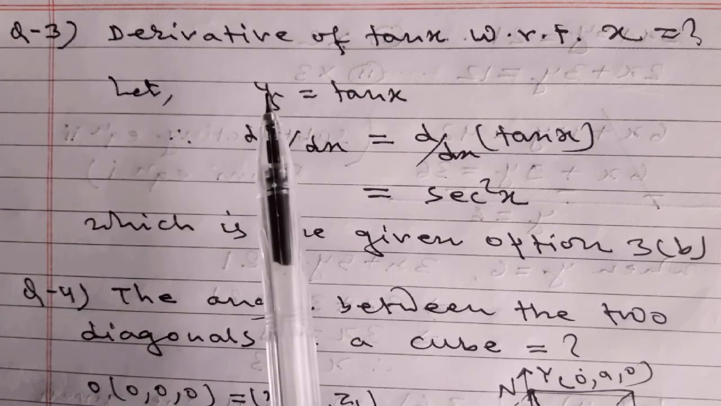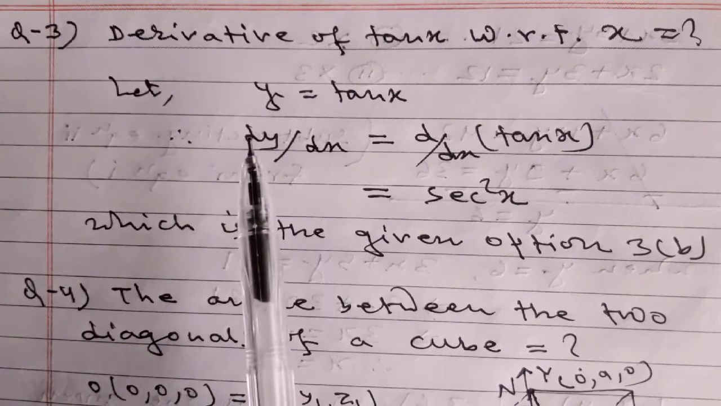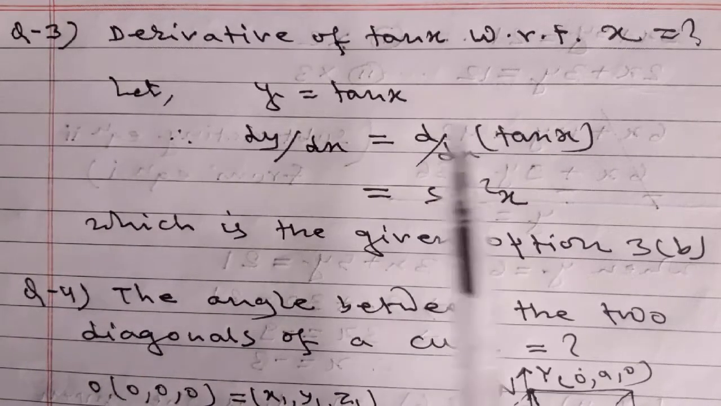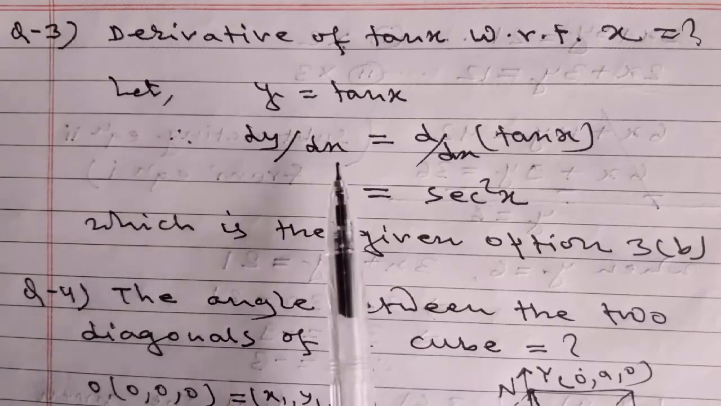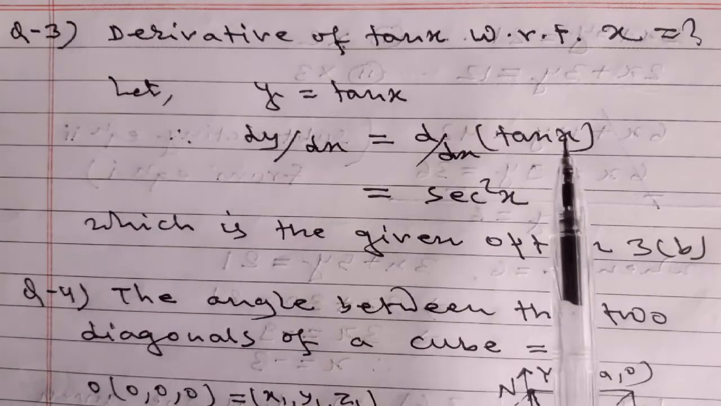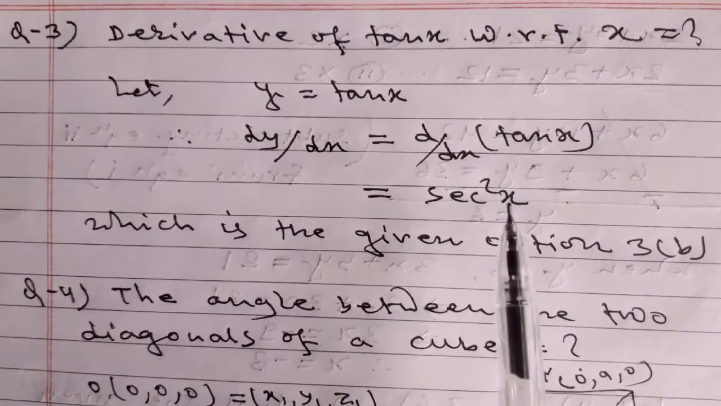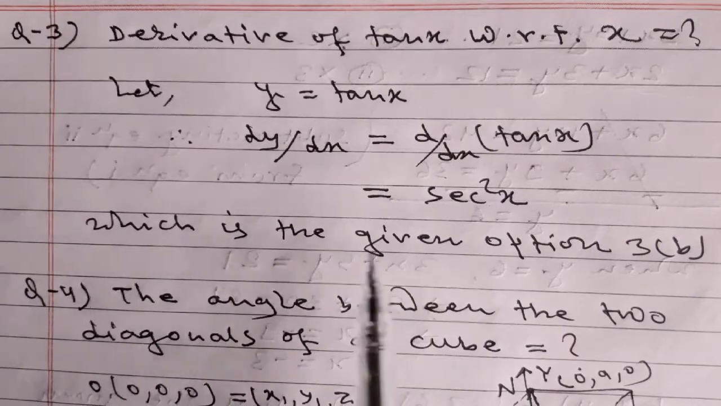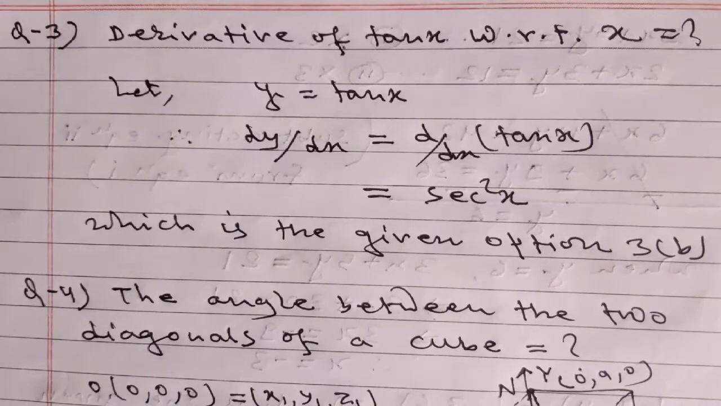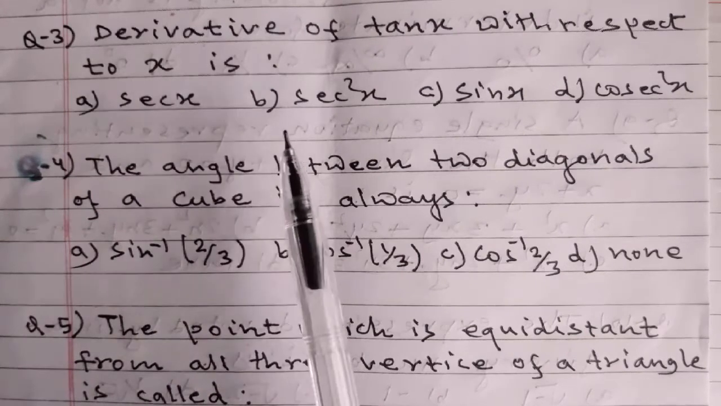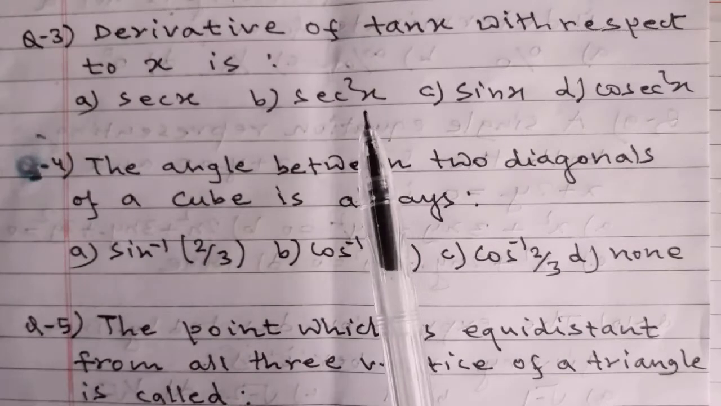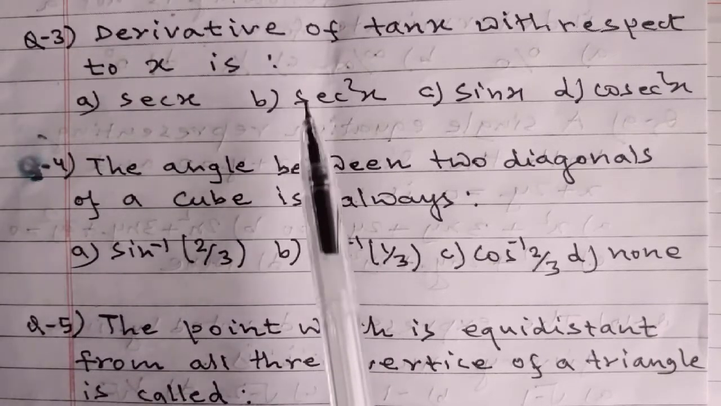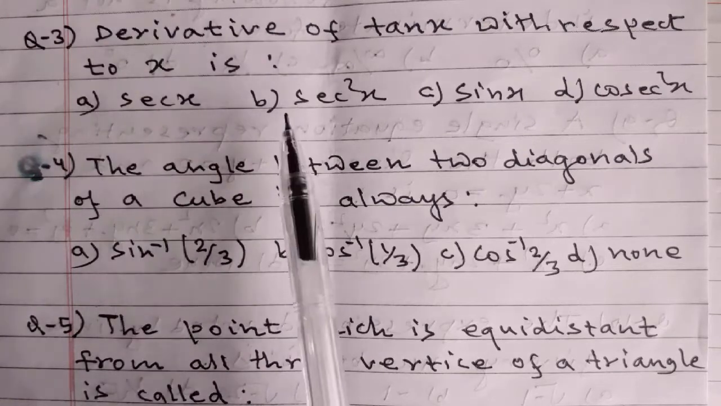So the derivative of y with respect to x, we can denote by dy/dx, equals d/dx of tan x, because y means tan x. Now the derivative of tan x is equal to sec square x. According to the formula of derivative, the derivative of tan x is equal to sec square x, which is the given option 3b. So 3b is the right option. So we have to circle answer 3b. Now let's go to question number 4.